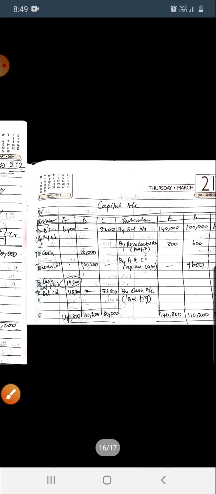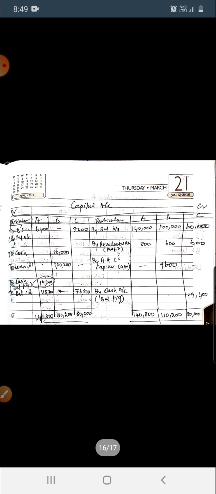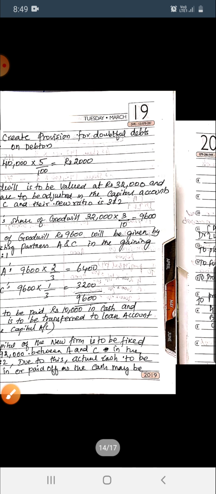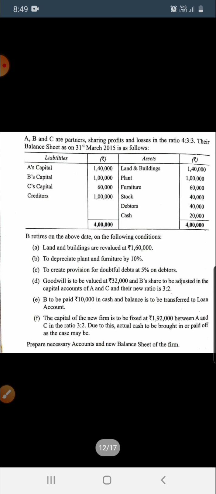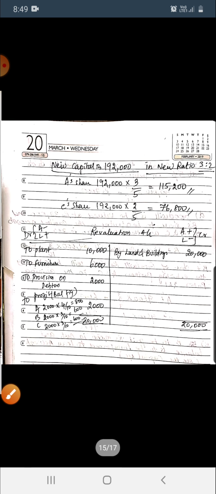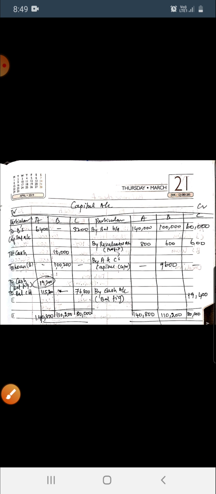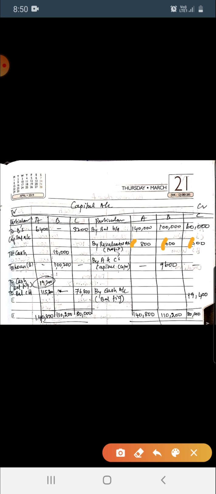So after the revaluation account, we'll prepare the capital account. Let's see the balances of the capital given on the previous balance sheet, that is 1,40,000, 1,00,000 and 60,000. This is given in the question. So let's see the balance sheet. So here it is 1,40,000, 1,00,000 and 60,000. So that we are recording as a balance. Next, the revaluation profit which we have calculated, 800, 600, 600, we are recording here in the capital account.